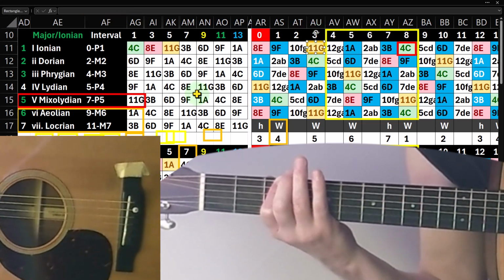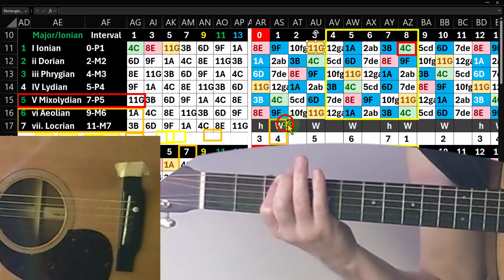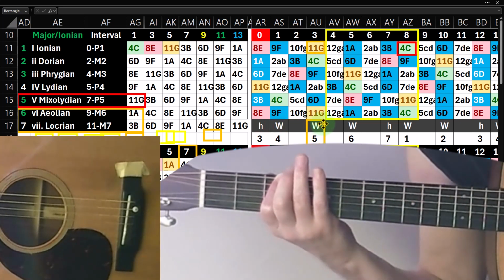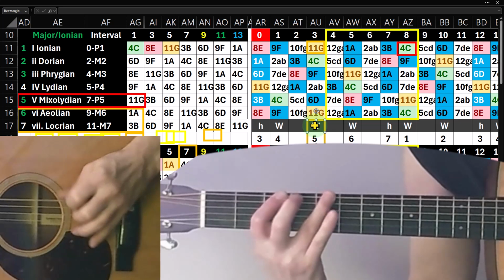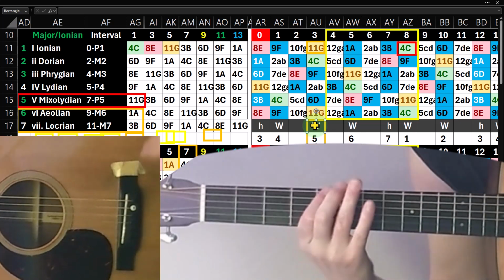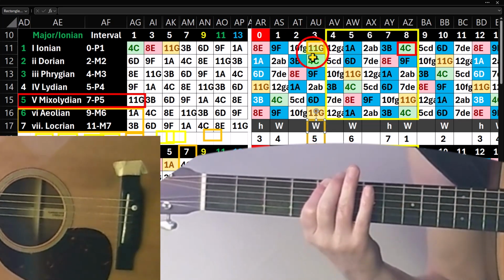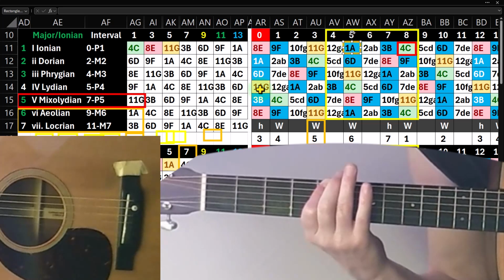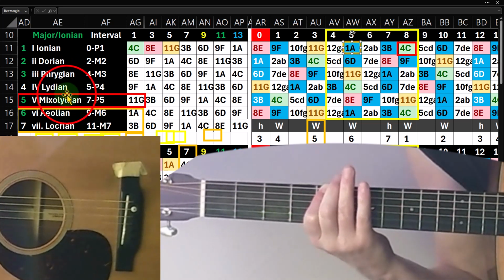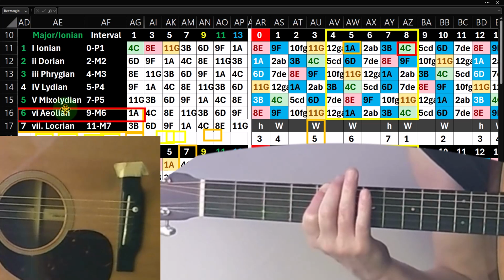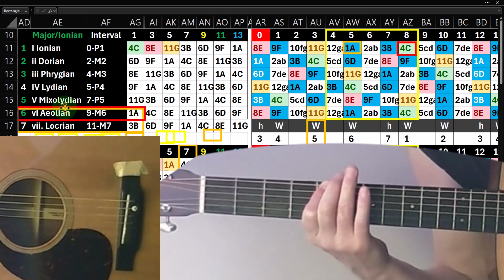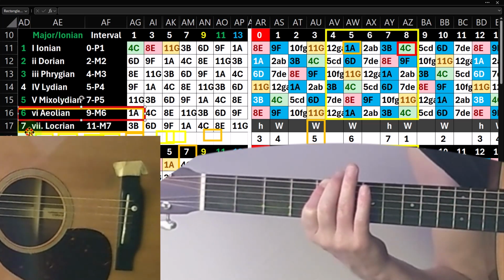So then if we go to the next one, we're going from the 5th of the major scale to the 6th of the major scale, which is a whole step. So 5th to the 6th is a whole step here. If we look at it from a modal standpoint, we're going from absolute mode number 5, Mixolydian, to absolute mode number 6, which is the Aeolian, which could also be called the minor scale, right? That's the minor scale mode.